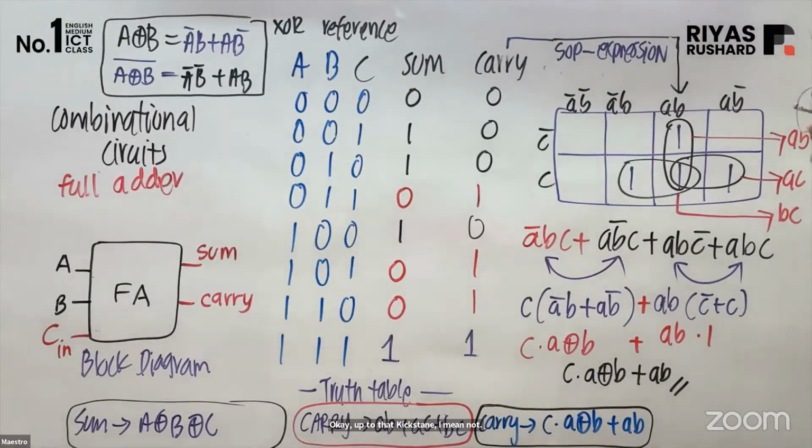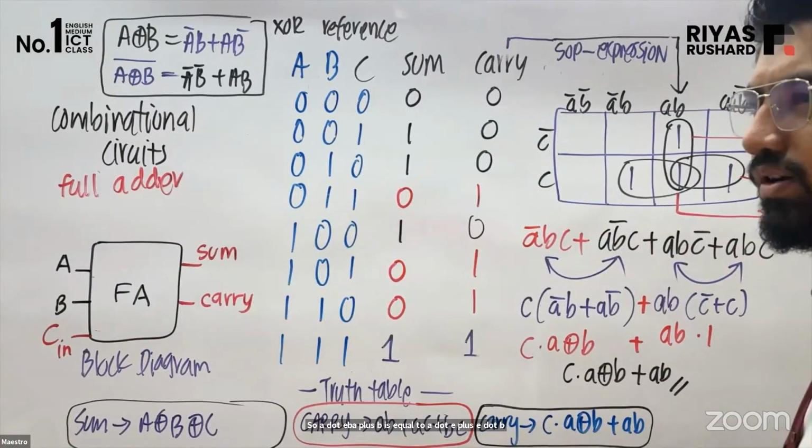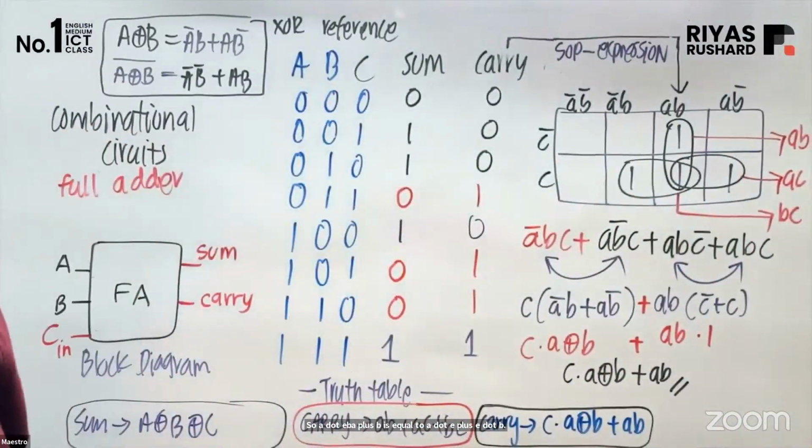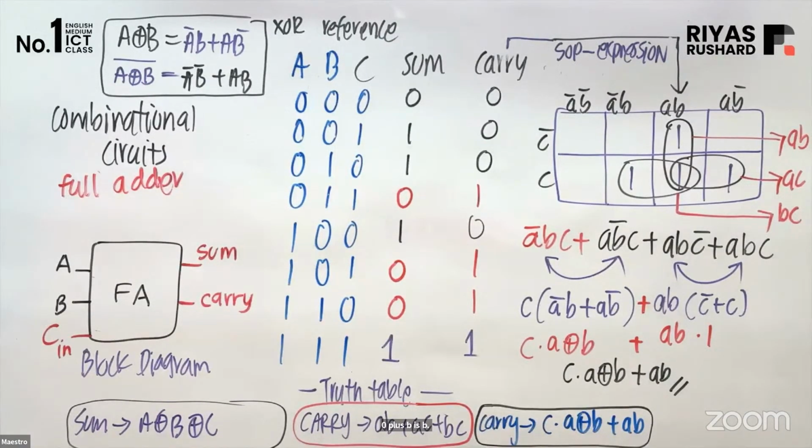A dot (A bar plus B) is equal to A dot A bar plus A dot B. Okay, hold on. A dot A bar is equal to 0. 0 plus B is B. Equal to A dot A bar? No, that's not equal. That's different, no? Both of them are not equal.